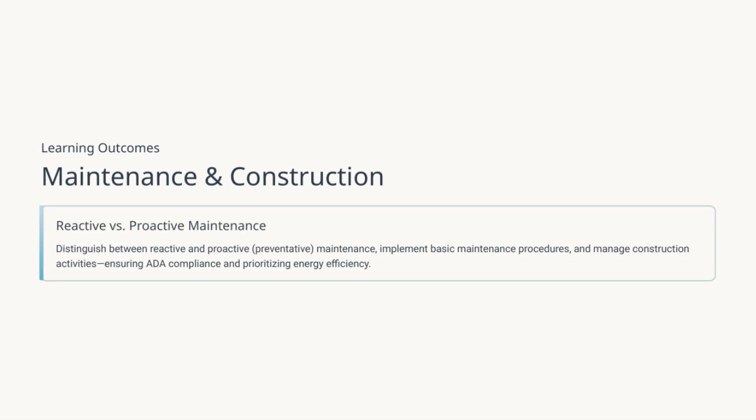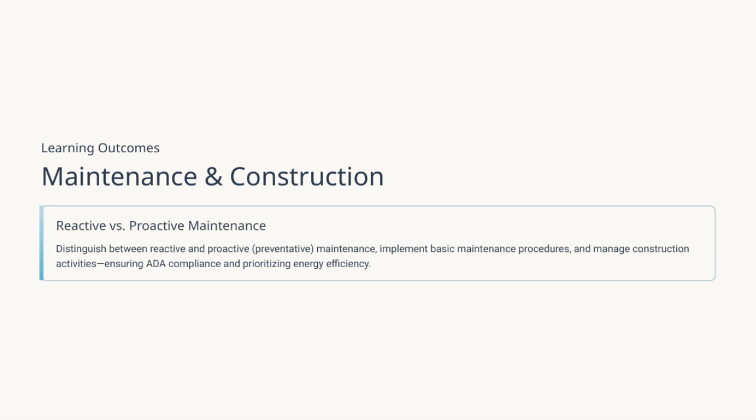Now, let's explore the differences between reactive and proactive maintenance. Reactive maintenance is all about fixing things after they break or fail, which can often lead to higher costs and more downtime. On the other hand, proactive or preventative maintenance involves regular inspections and scheduled tasks to prevent issues before they happen. Implementing basic maintenance procedures is essential to keep everything running smoothly and to extend the lifespan of our facilities. This includes routine checks, cleaning, and minor repairs, simple steps that make a big difference.